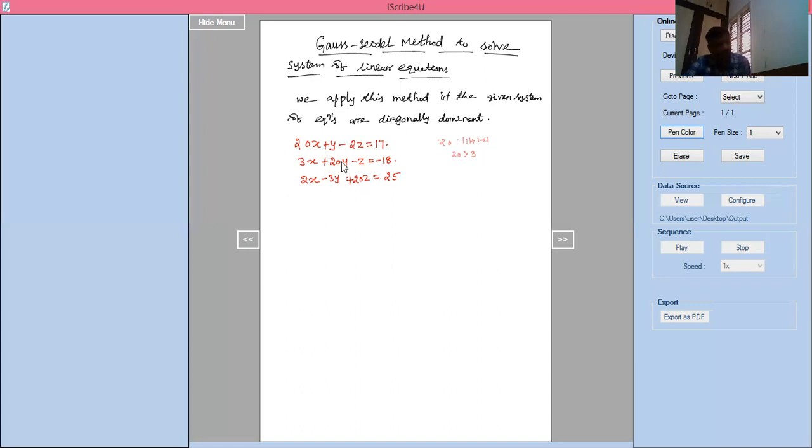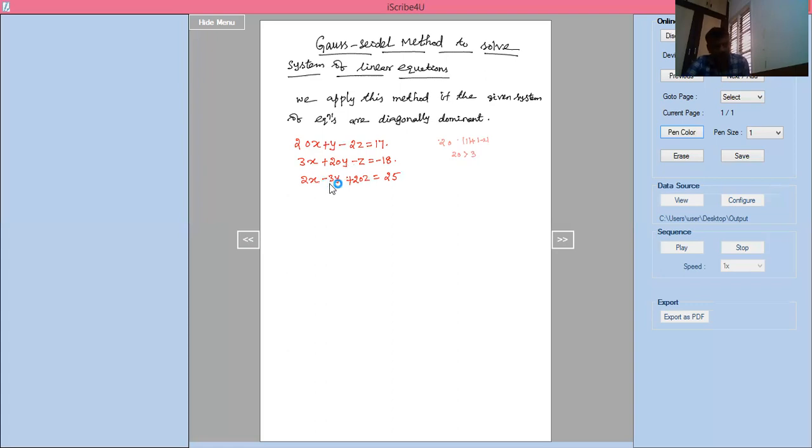Similarly, you can take the second equation. Here the y coefficient is 20. You add the x coefficient and the z coefficient, taking the modulus if negative. So you will get 3 plus 1, which is 4. 20 is greater than 4. Like that you can check the sum of the other two elements.